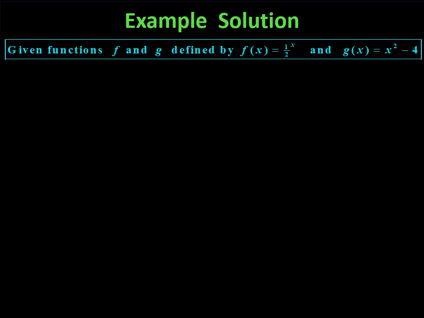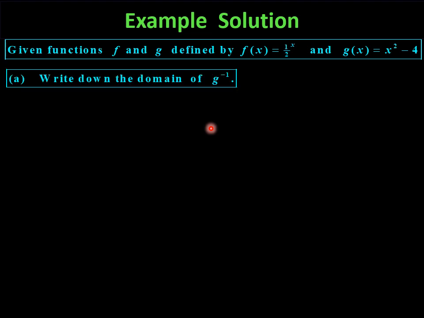Let's look at the first one here. So just copy the defining equations down there so we don't have to refer back to the previous slide. This should not be complicated. Write down the domain of the inverse of g. So we don't want the domain of g, but of its inverse.